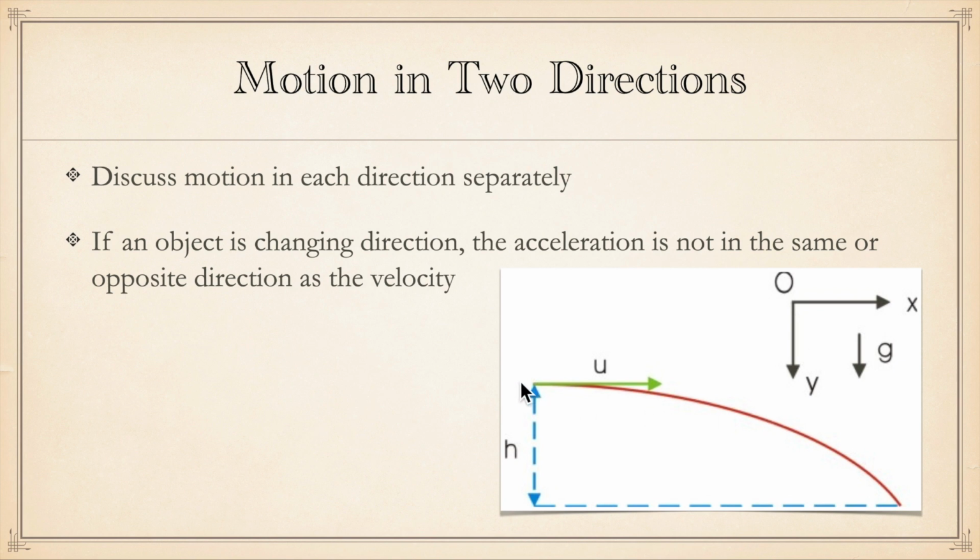So in this case, we have an object that maybe rolls off a table. It's got a velocity to the right, and as it rolls off the table, it starts to accelerate downward due to gravity. So you have to talk about the horizontal acceleration and velocity and the vertical acceleration and velocity separately.